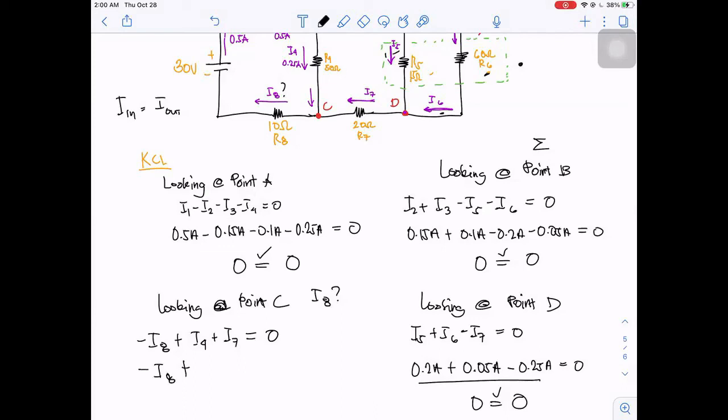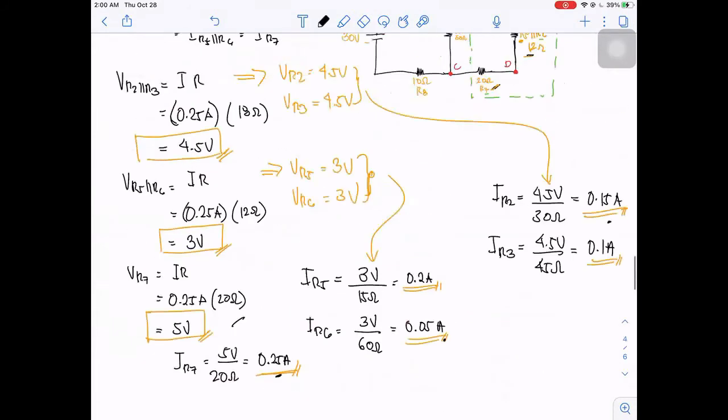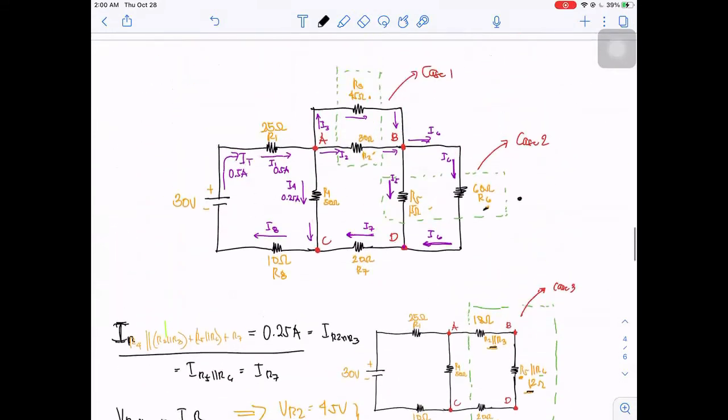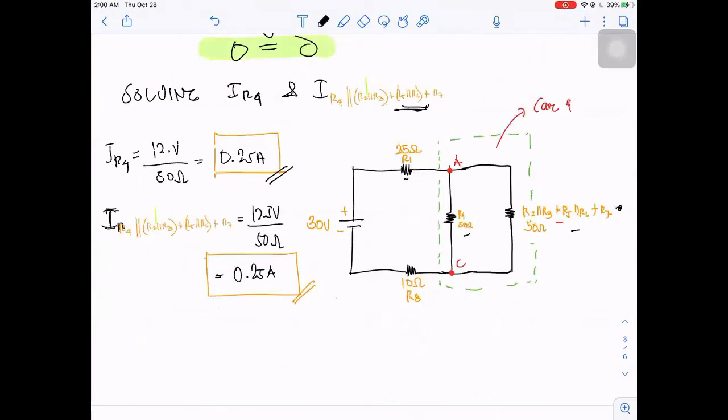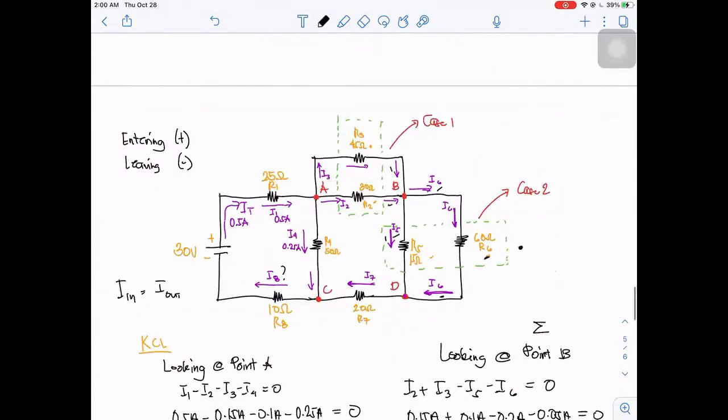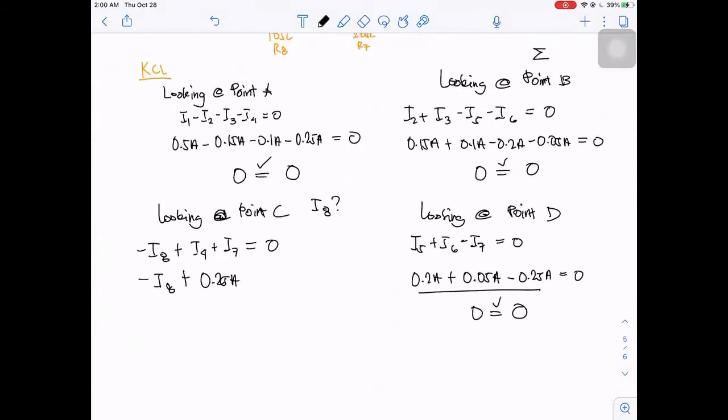What is I4? I4 is equivalent to 0.25 ampere. So this one, where we first solved the IR4. Then our I7, which is also equivalent to 0.25 ampere. So plus 0.25 ampere, that is equivalent to 0. Transposing the equation, it will result to I8 is 0.5 ampere.